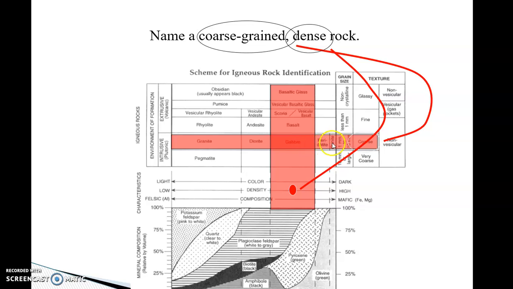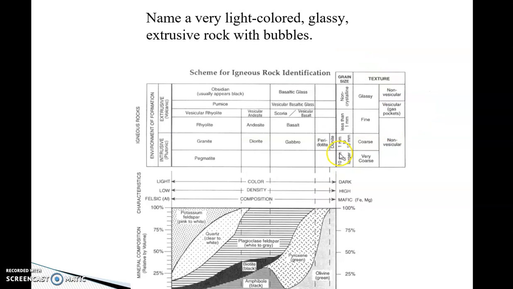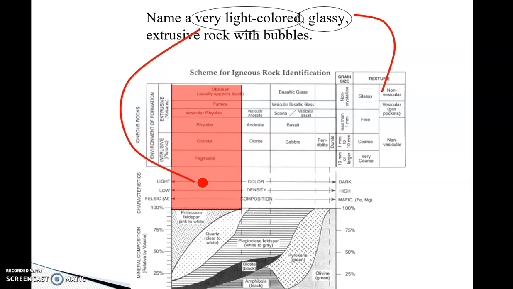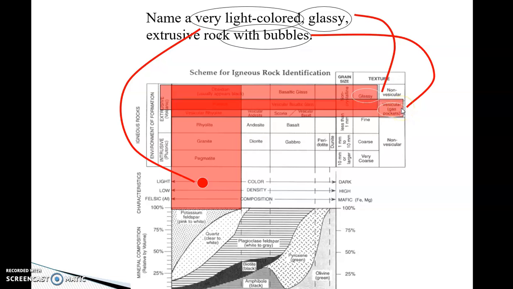Now, if I said very dense rock, you would be in this section here. These are relatively uncommon, though. We're going to find that about peridotite and dunite. Okay, and I want you to try and do this one yourself. Name a very light, glassy, extrusive rock that contains bubbles. So light colored would be there. Glassy would be these. Extrusive with bubbles. Bubbles means vesicular. It would be there. So yeah, our answer would be pumice.